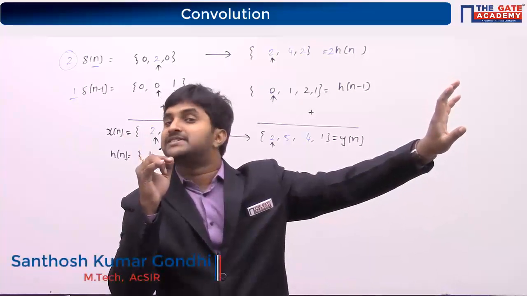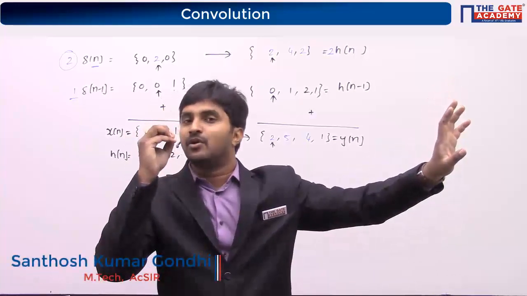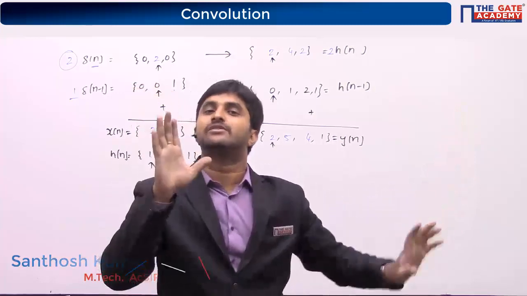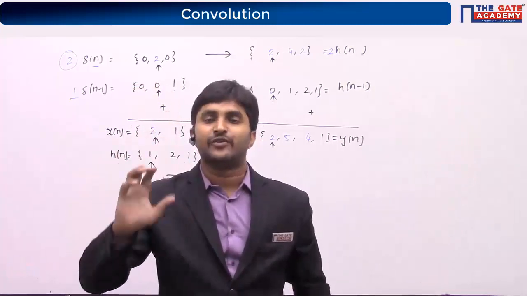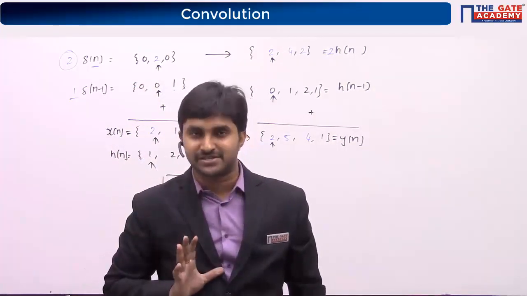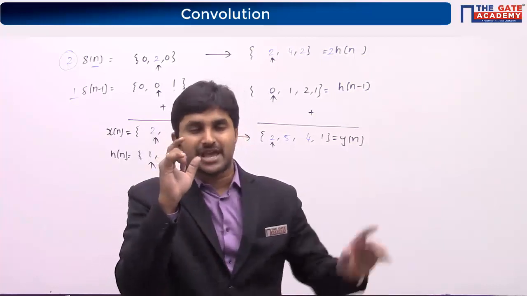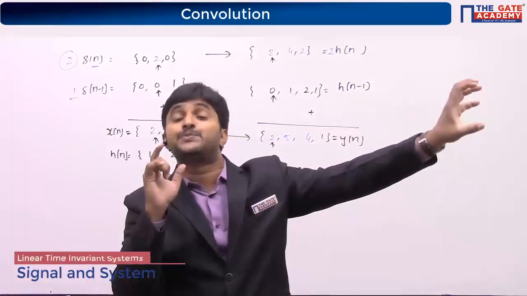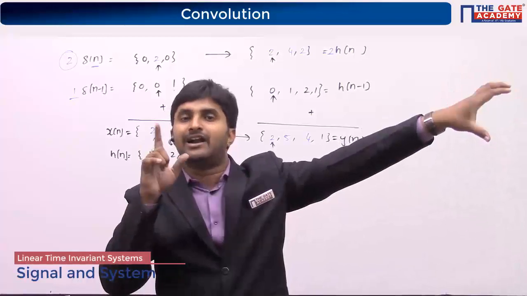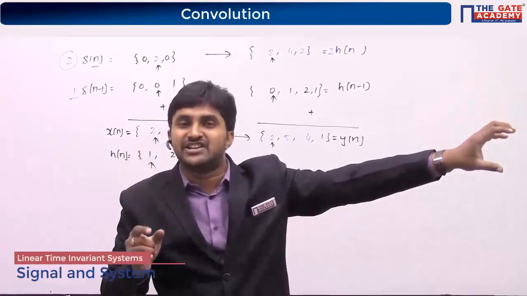Why am I taking an impulse? Because the best way of representing a disturbance is nothing but the impulse. I am applying a disturbance, and I am getting the response for the disturbance I am applying. And like that, I am applying the disturbance at each and every instant.